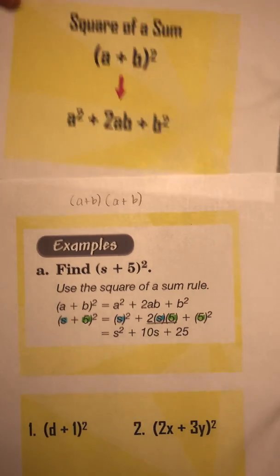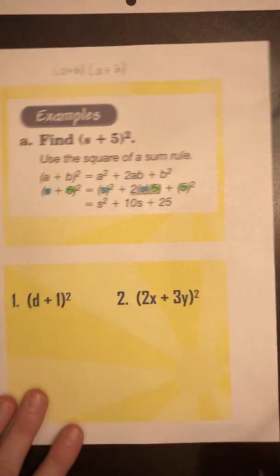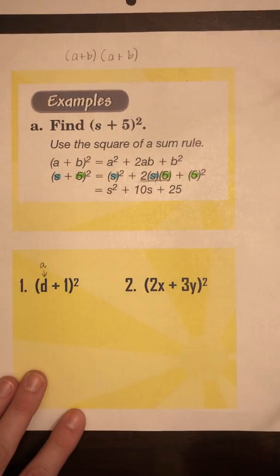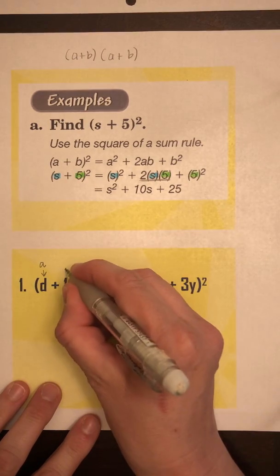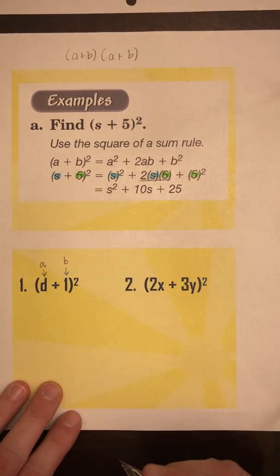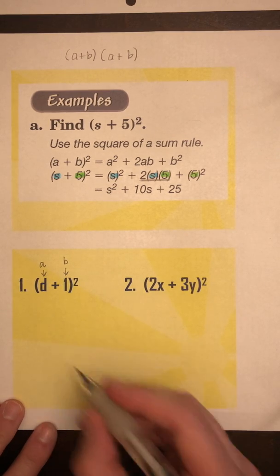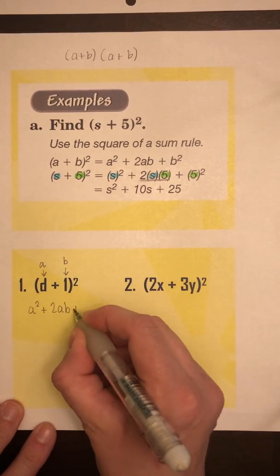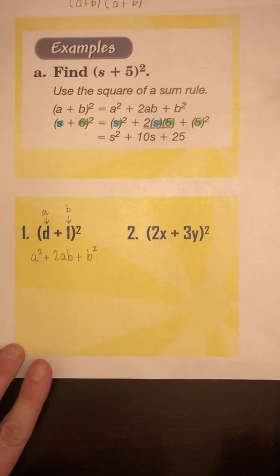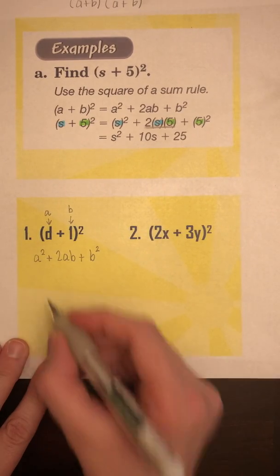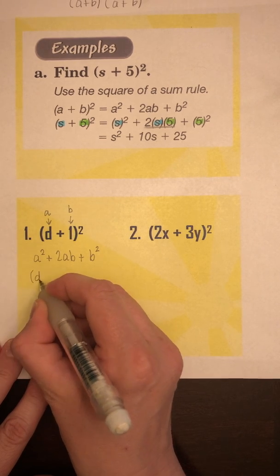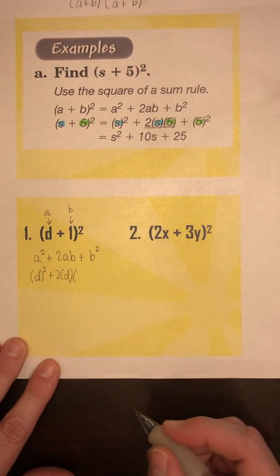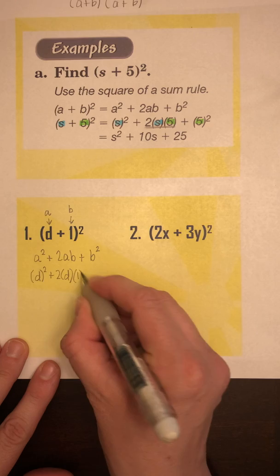So let's try this pattern out with example number 1. So remember I said what comes in front of the plus sign represents our a in the pattern, and what comes behind the plus sign represents the b. So first thing I'm going to do is write the pattern down, which is a squared plus 2ab plus b squared. And now all I have to do is plug in my values for a and b. So when I get to the letter a, I'm going to plug in d. And then when I get to where b is in the pattern, that's where I'm going to plug in the 1.